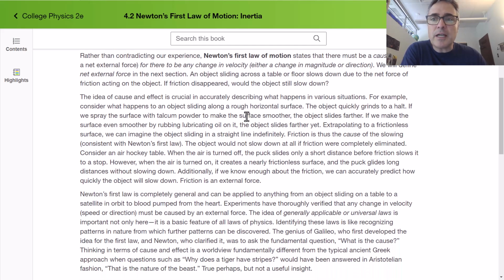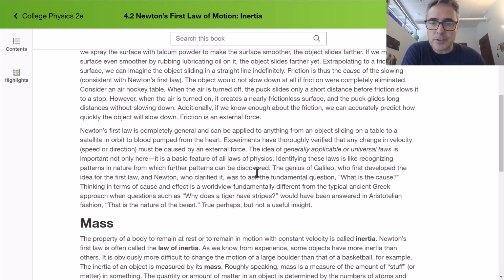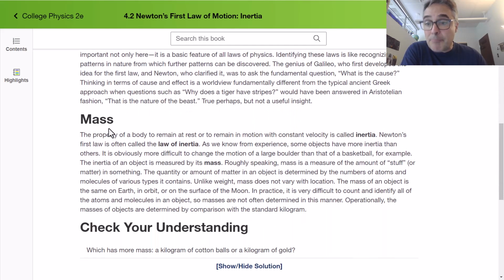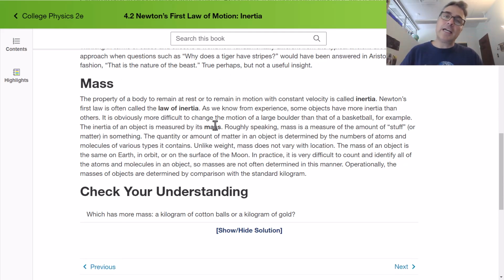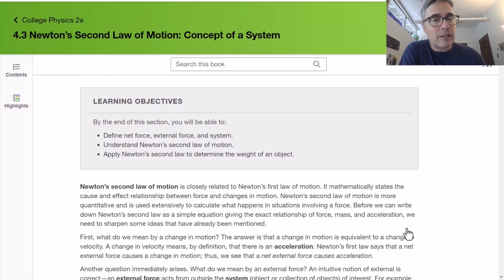So there must be a cause for acceleration. A cause for any change in velocity is coming from forces. And then there's something called mass, a property of a body to remain at rest or remain in motion. The loose term for that is inertia, but the quantitative part of inertia is what's called mass, and it's measured in kilograms or grams or something. And moving right along, we have Newton's first law.